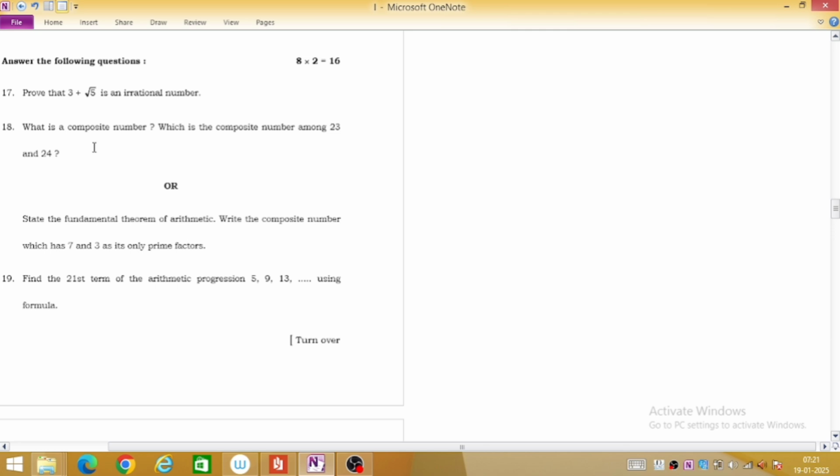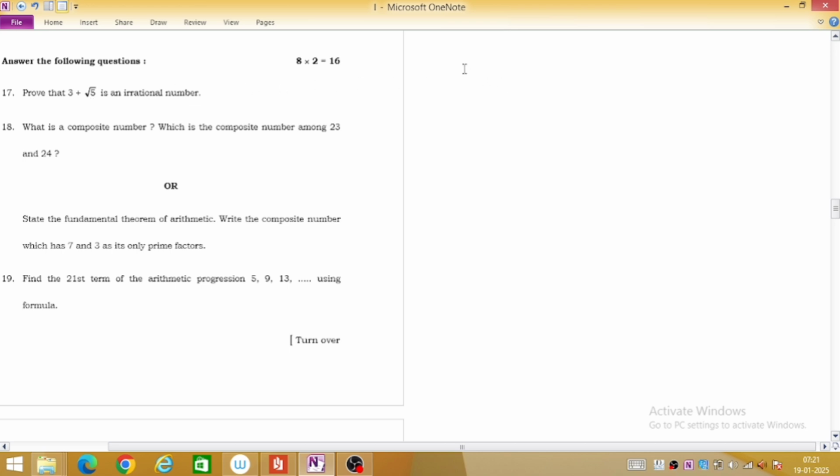This question is: prove that 3 plus root 5 is an irrational number. This is a 2 mark question. How can we solve this proof? Each and every time, one question is asked in the same pattern, only the digits change. Every question is solved in the same pattern. Only where the digit is given changed, you also change the digit. How can we solve this question?